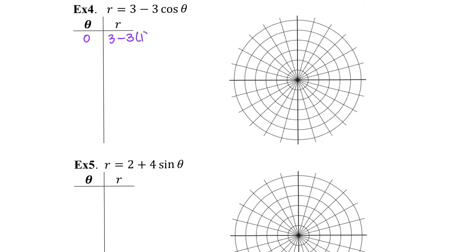The cosine of 0 is 1. Let's see, the cosine of pi over 6 is root 3 over 2, so I'm going to skip it and go to pi over 3 just because it's more convenient. The cosine of pi over 3 is 1/2. So 3 minus 3 halves is 3 halves, or 1.5. About here. Okay, let me go up to pi over 2.